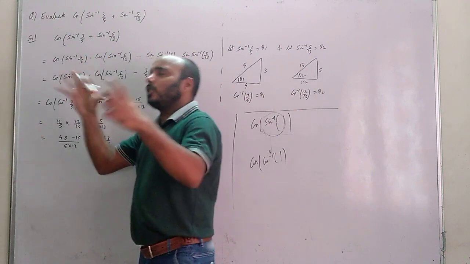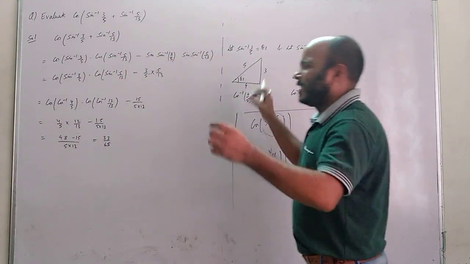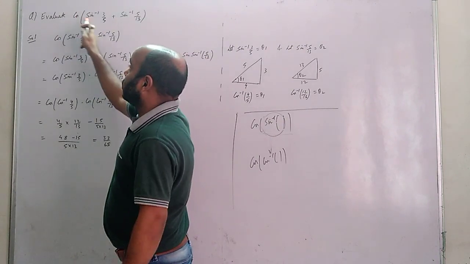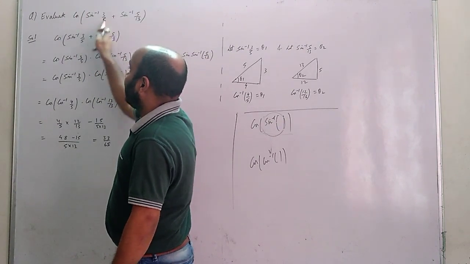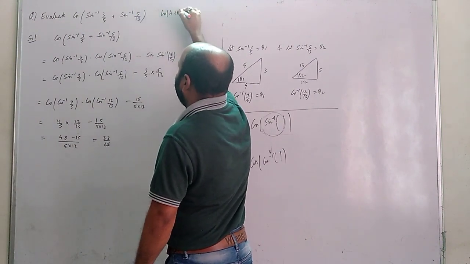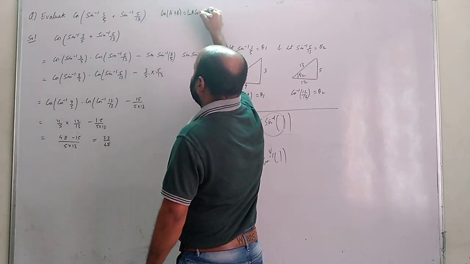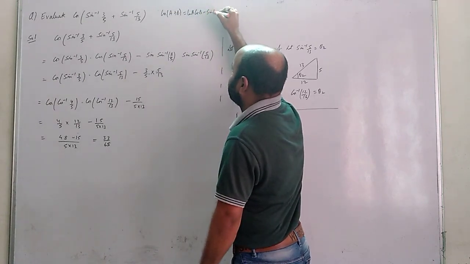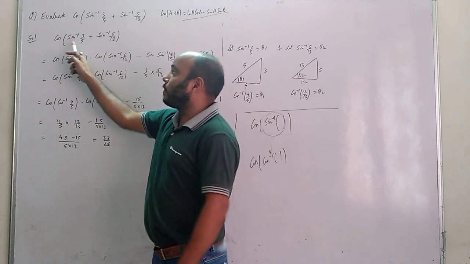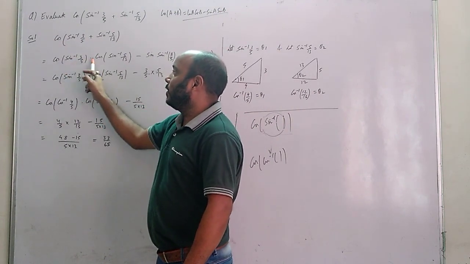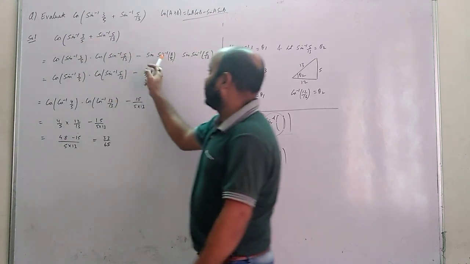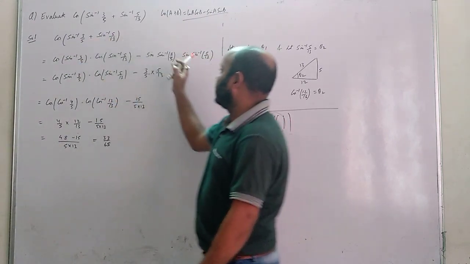So we go for the basic concept first. We don't think anything extra right now. Okay. What we can see here? We can see a formula here. Cos of A plus B. So what is the formula of cos of A plus B? Cos A cos B minus sin A sin B. So we are using the formula, cos of A plus B, cos A into cos B minus sin A into sin B.